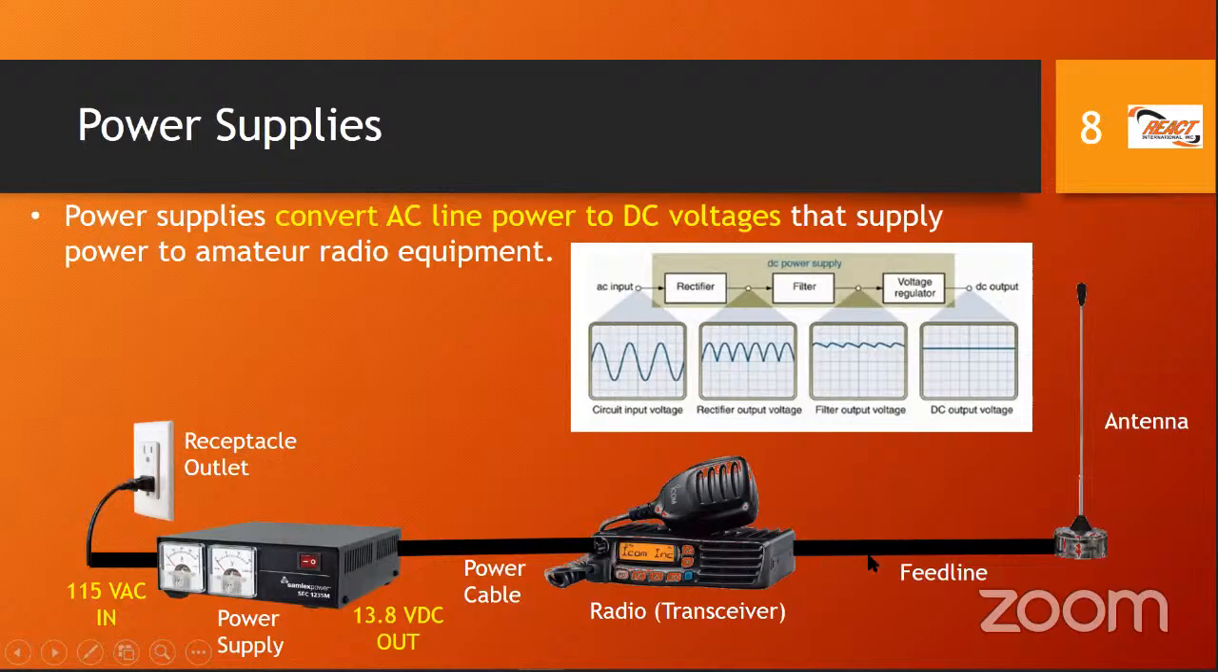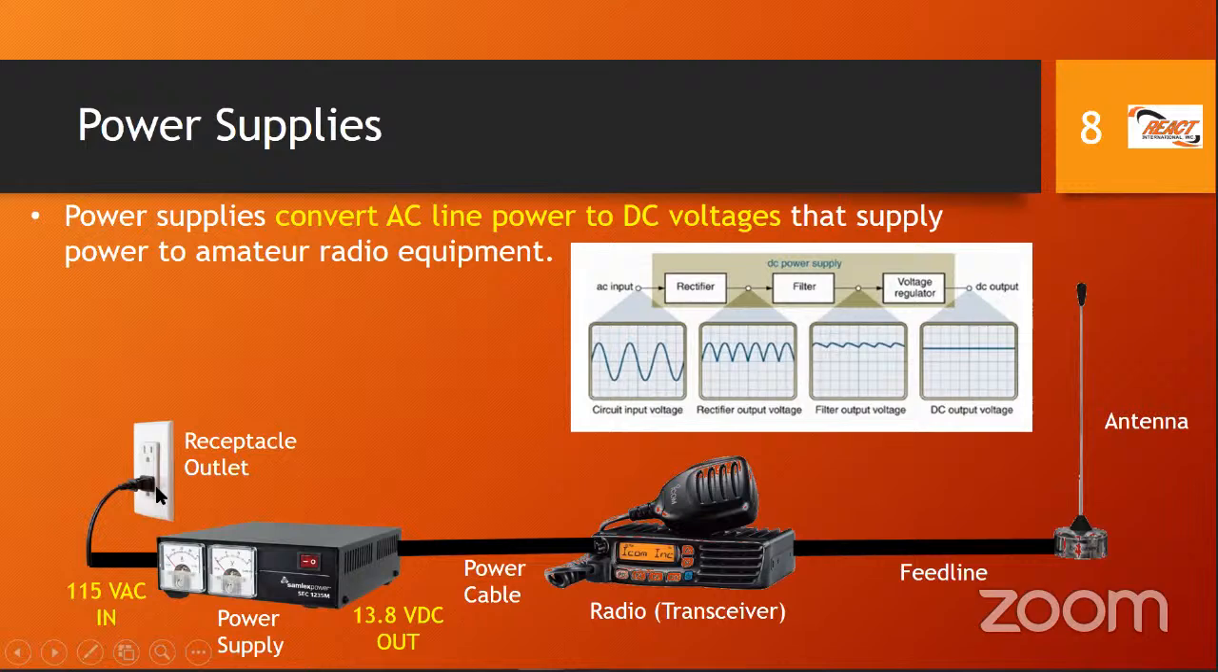When we transmit, that power is transferred to the antenna and goes out into free space, and it's received by another amateur radio operator. But we have to power this device, and the device is powered via another device that's known as a power supply. On the left-hand side here, we have an example of a power supply, but it's also plugged into something.